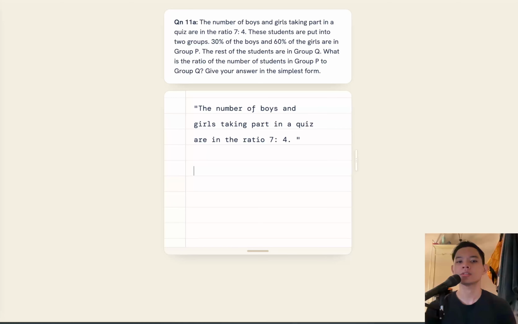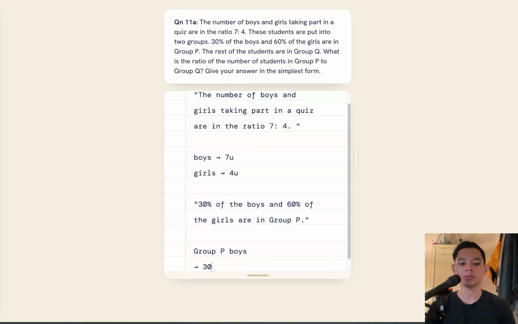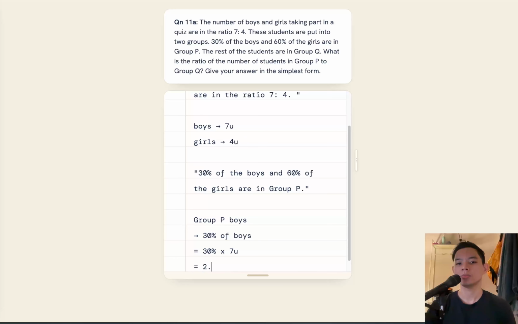So from this, we know that boys are 7 units and girls are 4 units. These students are put into two groups. 30% of the boys and 60% of the girls are in group P. So for group P boys, that is 30% of boys, which is 30% times 7 units. This will be equal to 2.1 units.